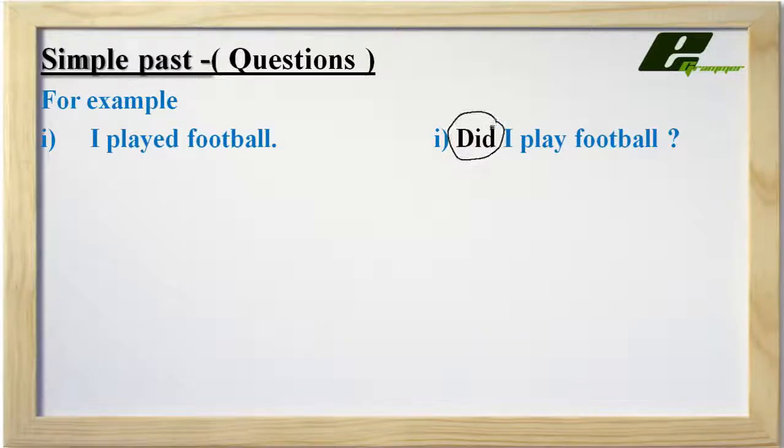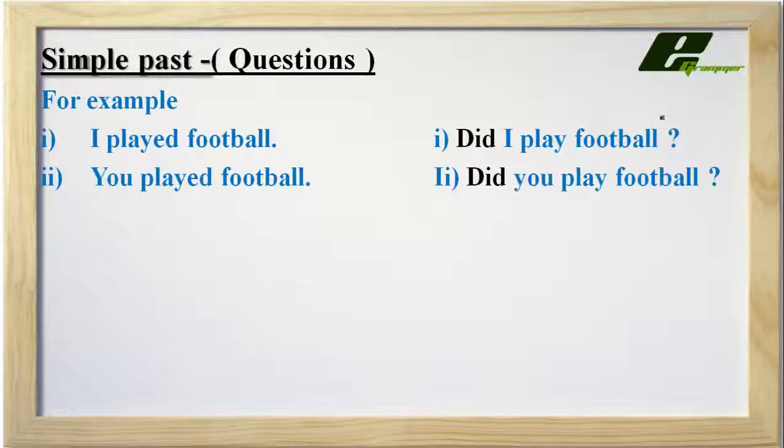Understood? Now listen, what I have done here while making a question of simple past: I write this sentence as it is, but I made a small change in that. I use the base form of the verb. Instead of played, I use play. When I use play, I add did at the beginning of the sentence. So, did I play football? And that sentence becomes a question. Wow, isn't that simple?